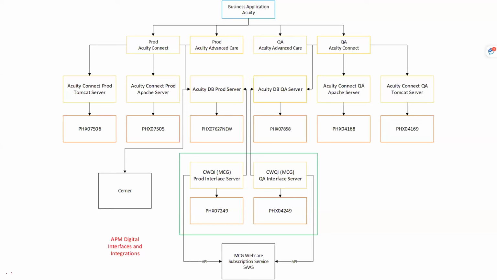This is really just a logical representation so that we can keep the conversation with the IT application owners aligned, right? So this really doesn't exist in ServiceNow. It just maps down to this. You mean row 3 doesn't really exist? Well, it doesn't, because this runs on this, is the way to look at it. So if I look at 7506, I would know that 7506 is my Tomcat server that provides Acuity Connect, and it's the prod instance.